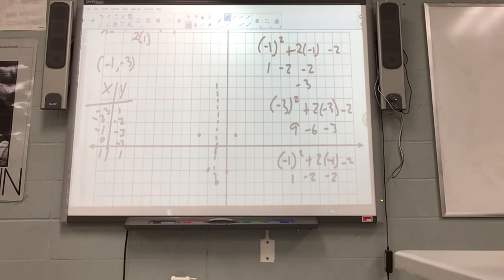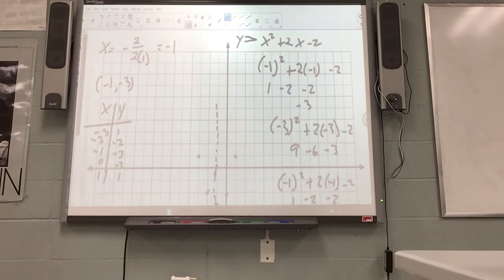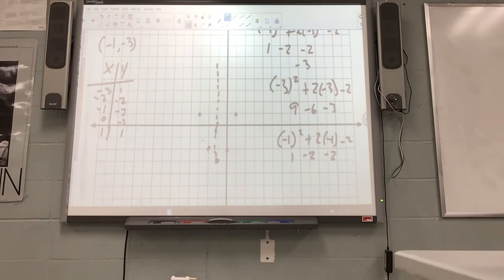Okay, before I connect them, go back and look at the original problem and see if it needs to be solid or dashed. Wouldn't it be dashed? Dashed, very good, because it doesn't have the bar underneath the sign. So it's just going to be a dashed parabola.